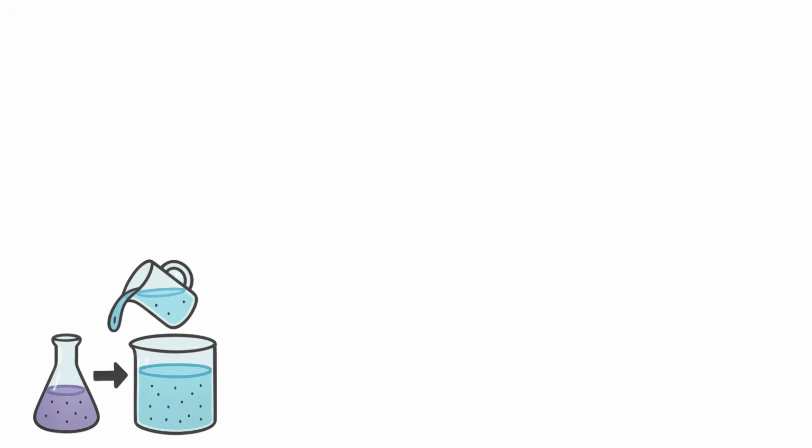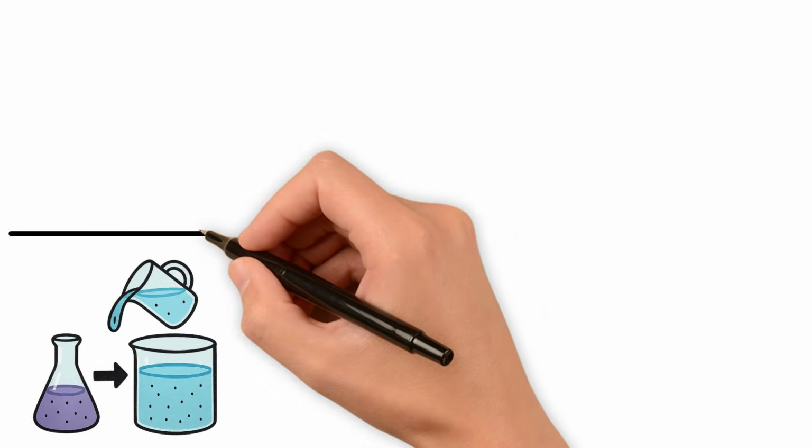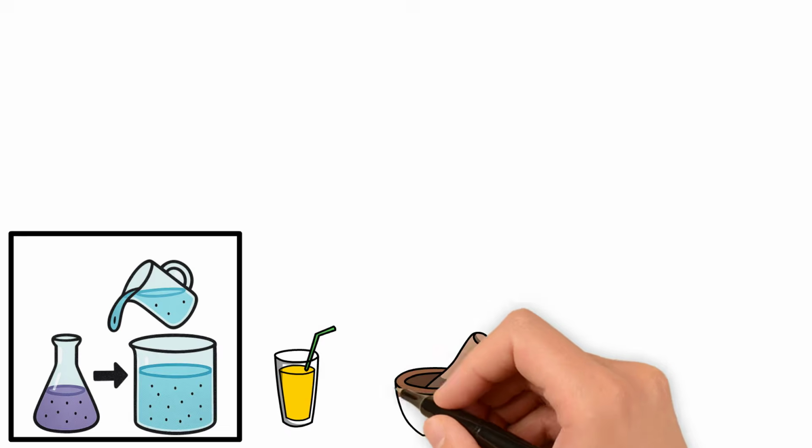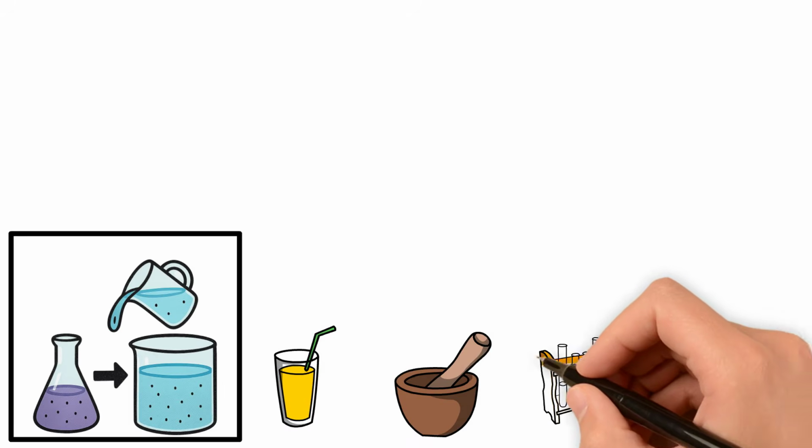Let's go a little deeper again. If you want to reduce concentration, you don't remove solute, you add more solvent. This process is called dilution. That's how juices are mixed, medicines are prepared, and chemicals are handled safely in labs.